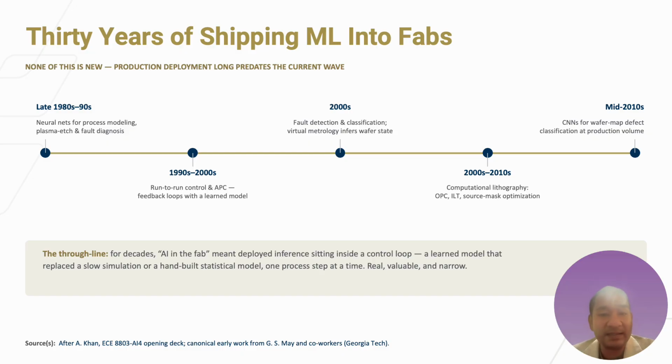In the late 1980s and 90s, neural networks were used for process modeling and fault diagnosis. In the 90s and 2000s, control loops with learned models became routine. In the 2000s, systems detected faults from sensor data and inferred wafer measurements. Computational lithography, which we just discussed, arrived in the 2000s and 2010s. In the mid-2010s, deep learning took over defect classification. For decades, AI in the fab meant learned models sitting inside the control loop doing one job well, real and valuable and narrow. Let's look at the very first examples.